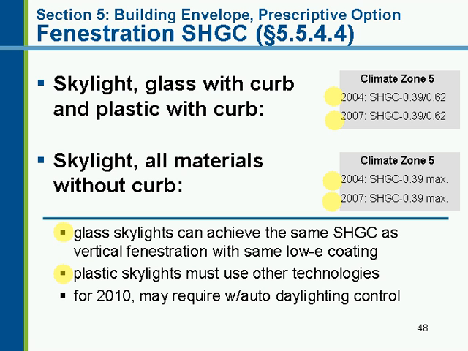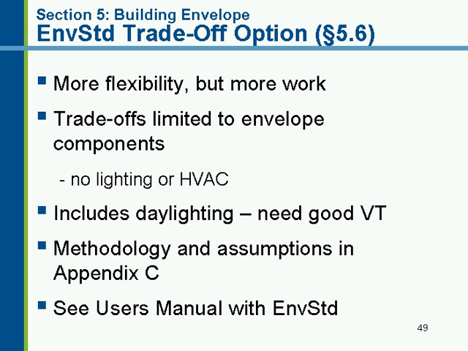Some of the things being looked at for the 2010 version of standard 90.1, there may be some requirement for automatic control of the lighting underneath these skylights to take advantage of the daylighting. That was a summary of the prescriptive requirements.